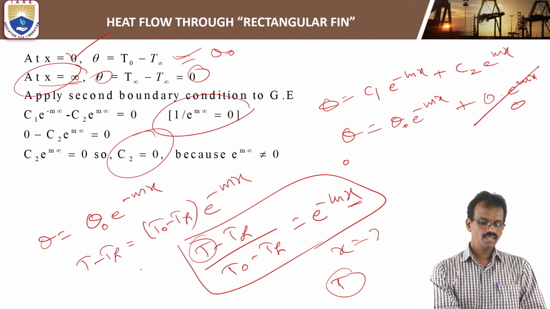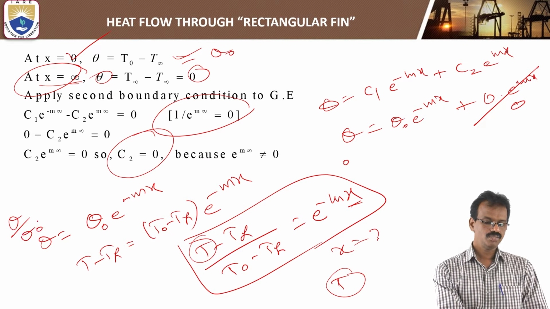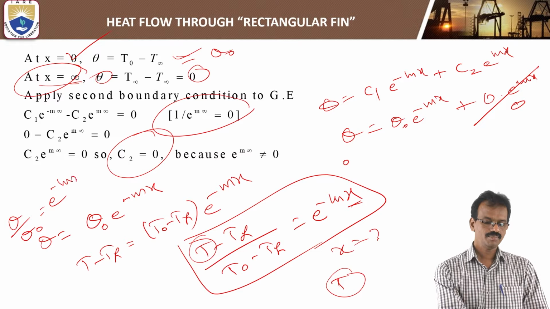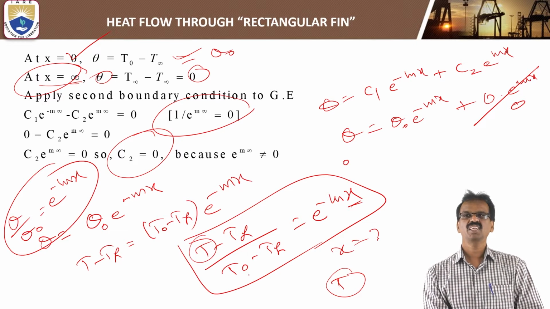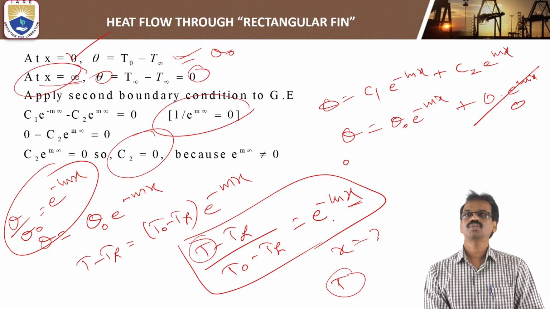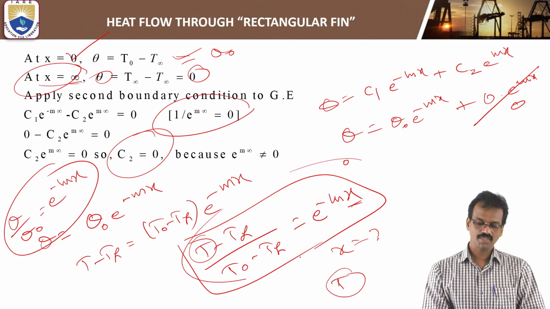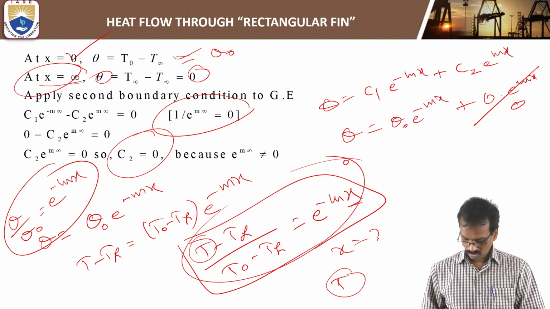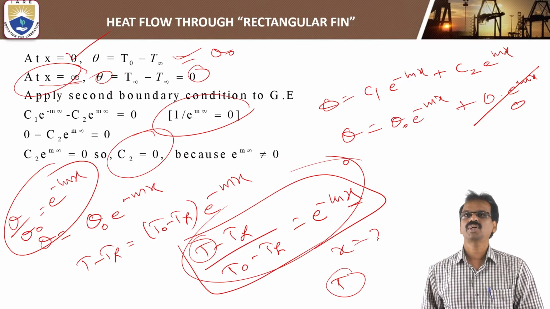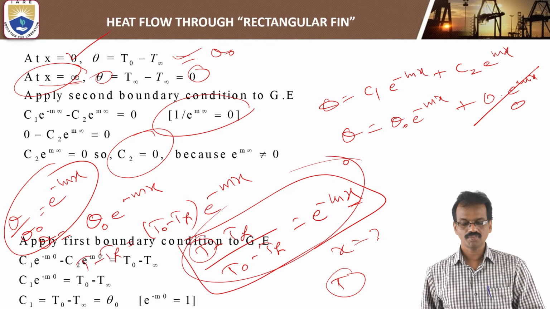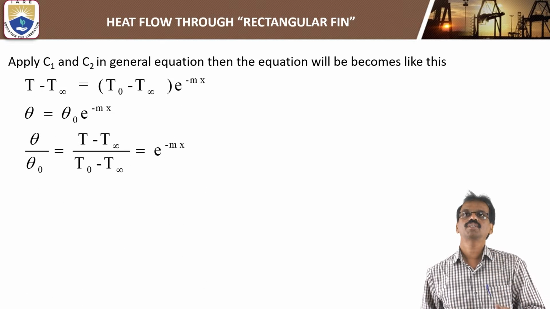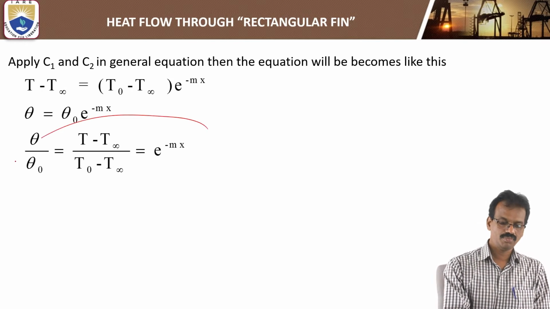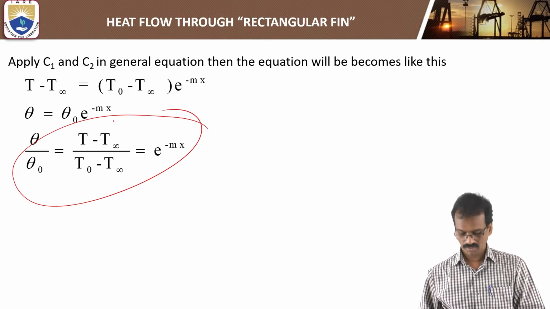Okay. So you can read it like this: theta by theta naught is equal to e to the power of minus mx, or theta is nothing but T minus T infinity, so (T minus T infinity) by (theta naught minus T infinity) is equal to e to the power of minus mx. You have to remember this formula. Now by using this formula, you can find the rate of heat transfer in the small elemental area. You apply this and you will get this. So this is the final formula. You have to remember this one.